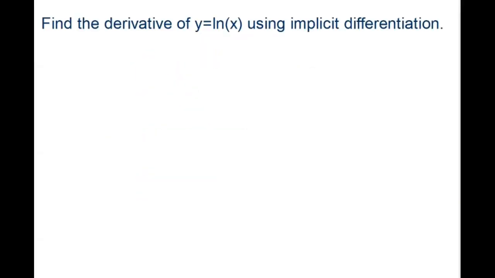So it says find the derivative of y equals the natural log of x using implicit. So let's say you forgot how to find the derivative of the natural log, but you remembered how to find the derivative of e. We could use the properties we talked about on Friday to e both sides. So that would give you e to the y equals e to the natural log of x.